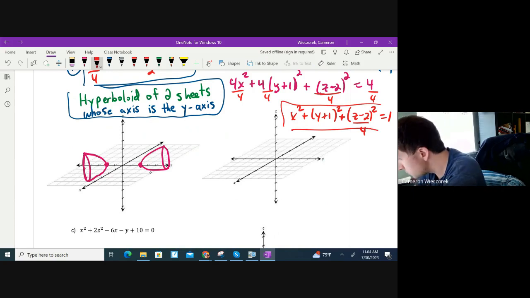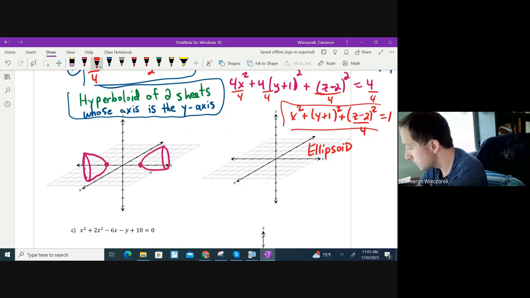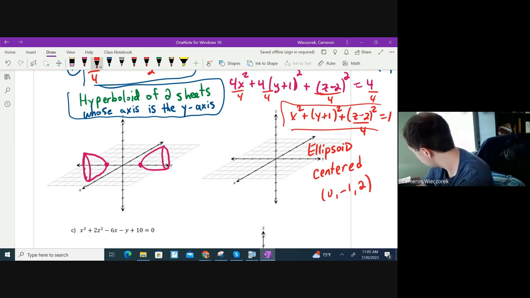This is an ellipsoid. Don't worry, you're going to notice the graph does not intersect where I'm writing. You don't have to specify the axis for an ellipsoid because it's an enclosed figure. It's not moving in any specific direction. But do specify the center. This is centered at (0, -1, 2), flipping the signs on x, y, and z.